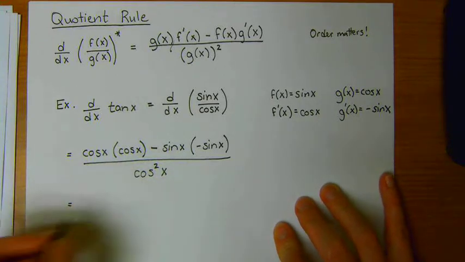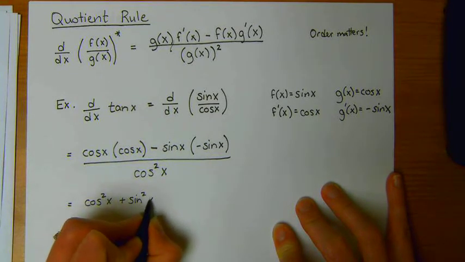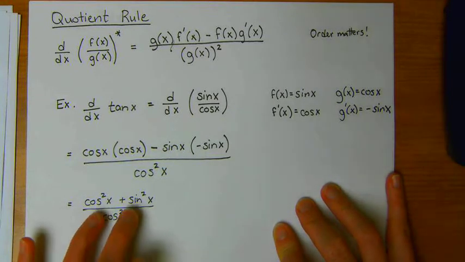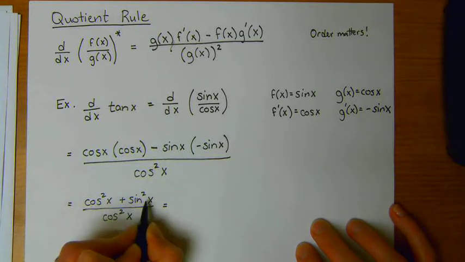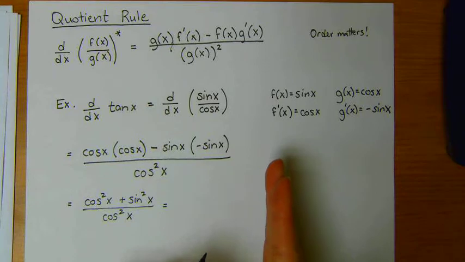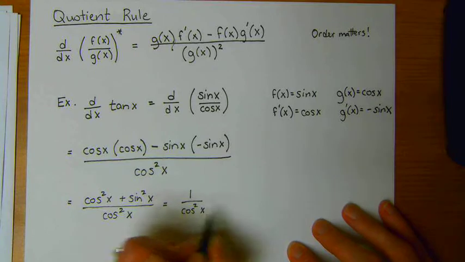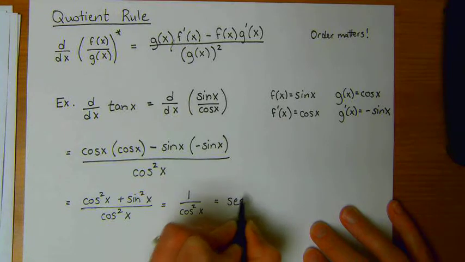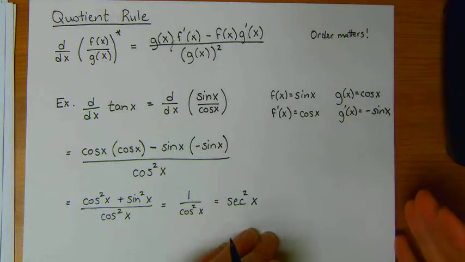And we're going to simplify this. We end up with cosine squared x plus sine squared x all over cosine squared x. This is the one trig identity that I want everyone to have memorized, that by the Pythagorean theorem, cosine squared plus sine squared is equal to 1, because each of these are the side measures of a right triangle. So I end up with 1 over cosine squared x, which is a perfectly reasonable answer, but we tend to write it as secant squared x. The derivative of tangent is secant squared x.